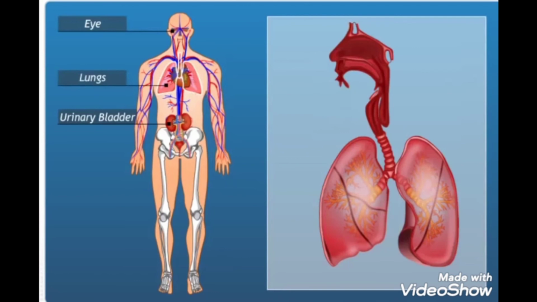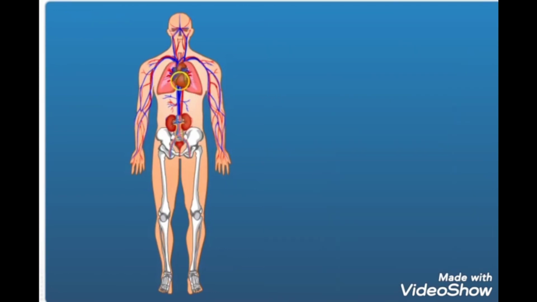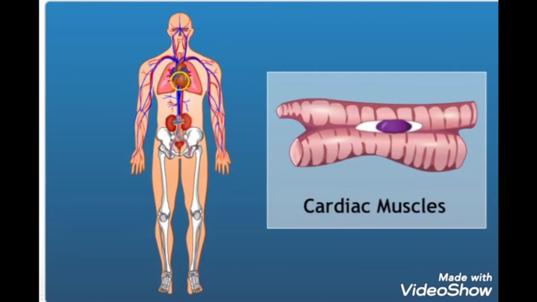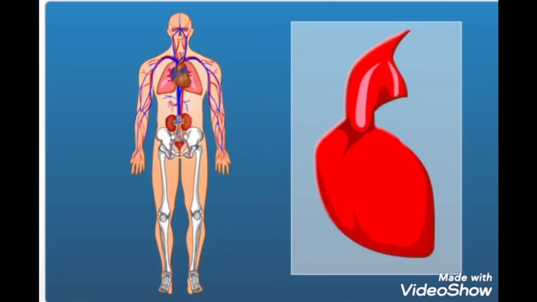That leaves only one type of muscle tissue, cardiac muscles. Cardiac muscles are branched, cylindrical fibers with a single nucleus. The contraction and relaxation of these involuntary muscles causes heartbeats.